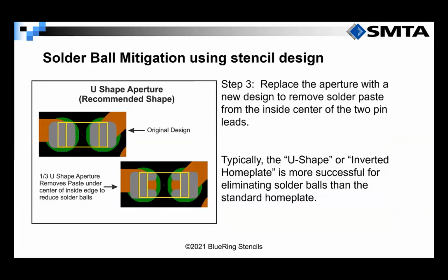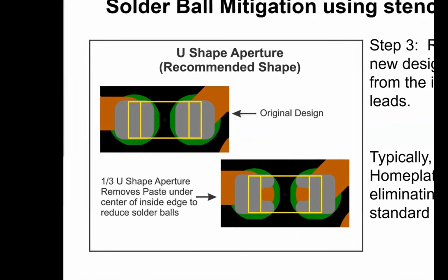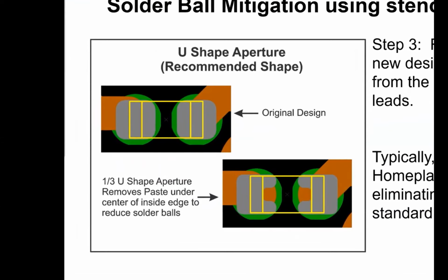Now we can start replacing the current paste layer apertures with apertures created for this defect. I prefer to use the U shape as it removes solder paste from the inside center of the paste deposit. Typically, mid-chip beads or solder balls are created when the part is placed into the solder paste and the solder paste is squeezed up under the inside center of the part.